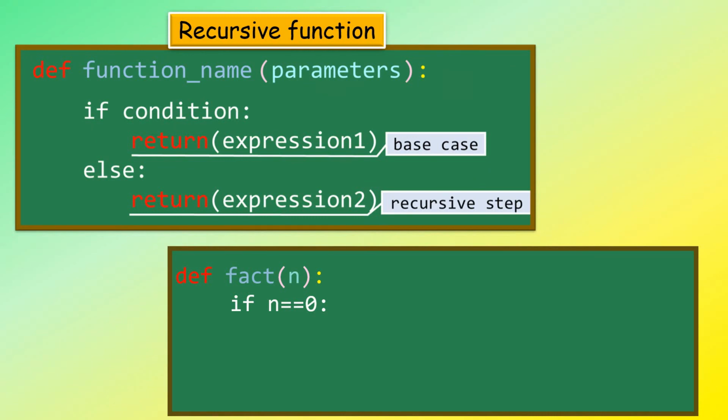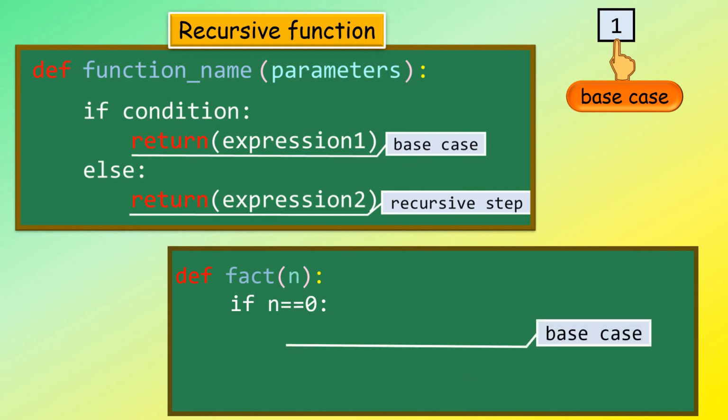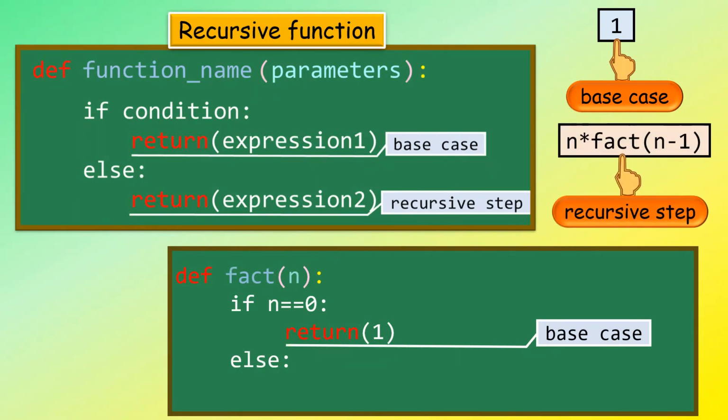And if n is 0, you want to find 0 factorial, which is nothing but 1. So recall the base case is 1. So you have to return 1, which is the base case. Else, that is if n has not touched 0, then you have to do the recursive step. What is the recursive step? N into fact of n minus 1.